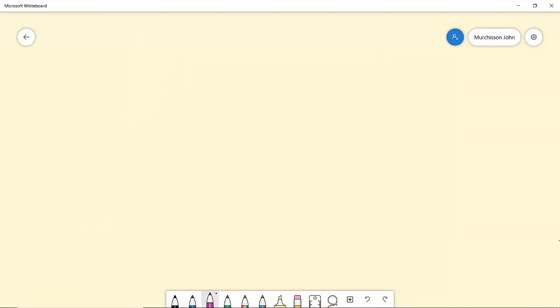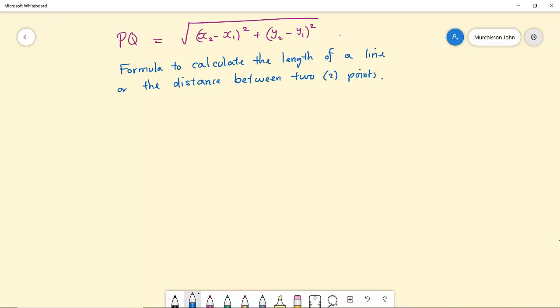So we have PQ is equal to the square root of (x2 minus x1) squared plus (y2 minus y1) squared. This here is a formula to calculate the length of a line or the distance between 2 points. Let's do an example.